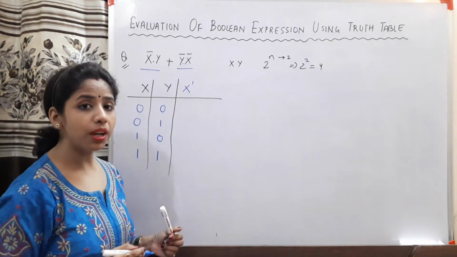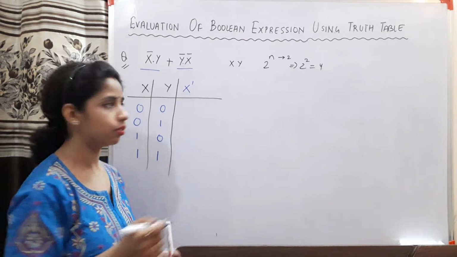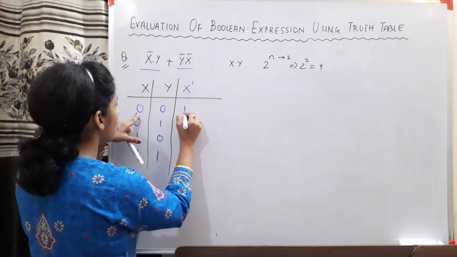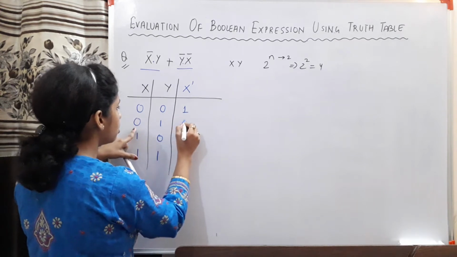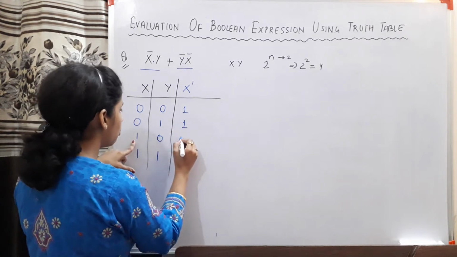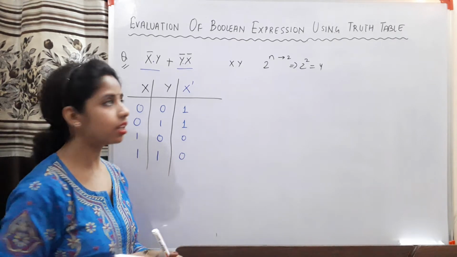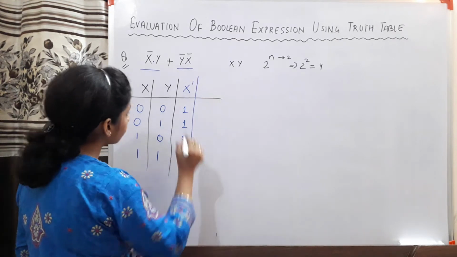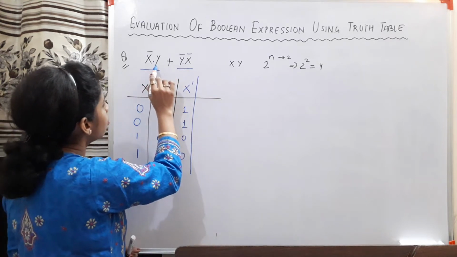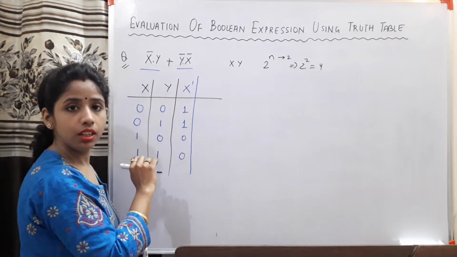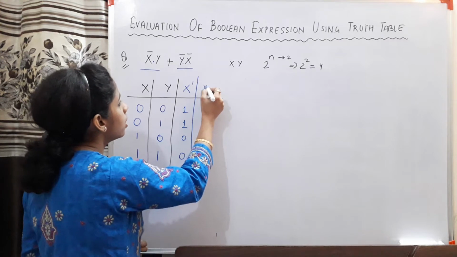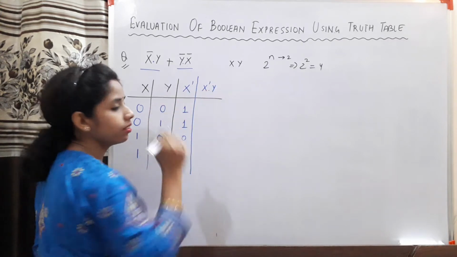And x bar means 0 becomes 1, 1 becomes 0. So this is 0, so the result will be 1. This is 0, result is 1. This is 1, result is 0, and this is 1, result is 0. Clear? Then the next value I need is y, which is already there. So now I have to find x bar dot y.